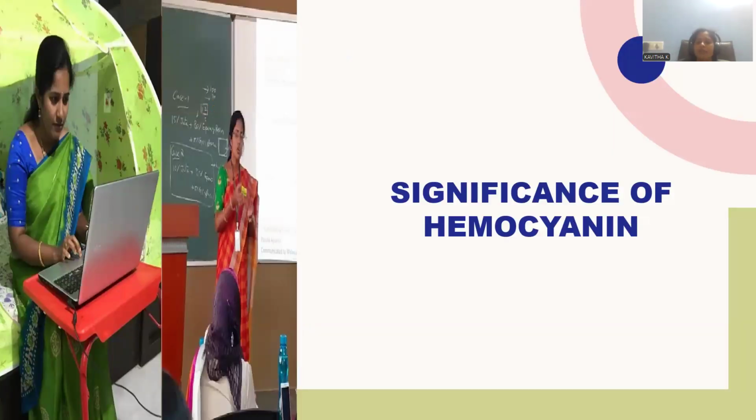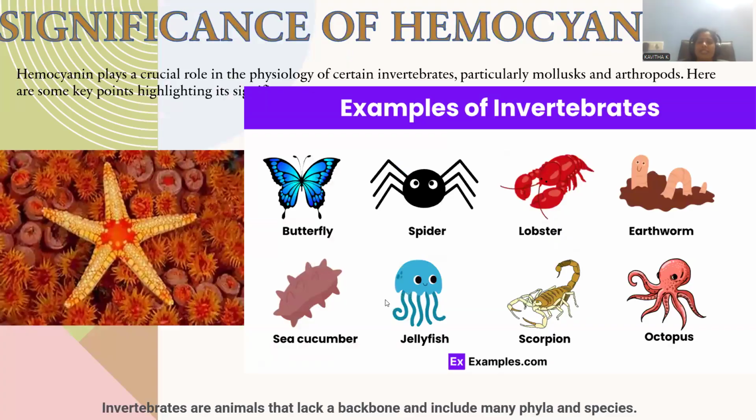Let me jump into the next segment, called significance of hemocyanin. What importance can we derive from this hemocyanin coloring pigment? Let's see. Hemocyanin plays a crucial role in our physiology, especially in invertebrate species, particularly in molluscans and arthropods. They highlight the transportation of oxygen in those species.